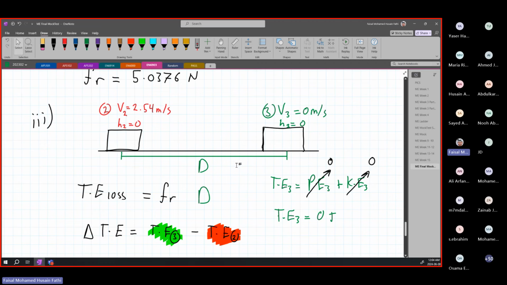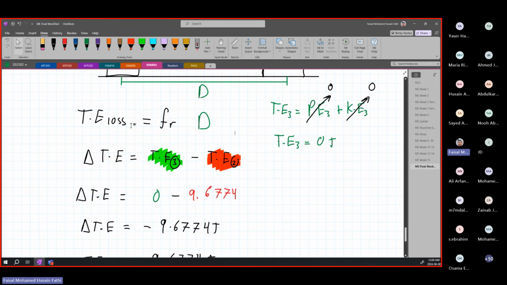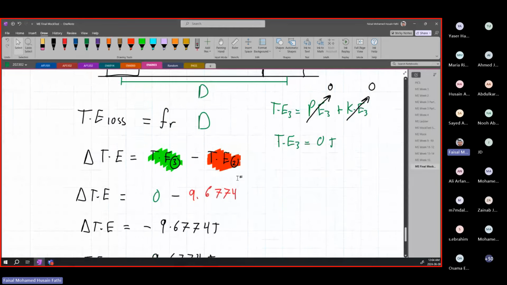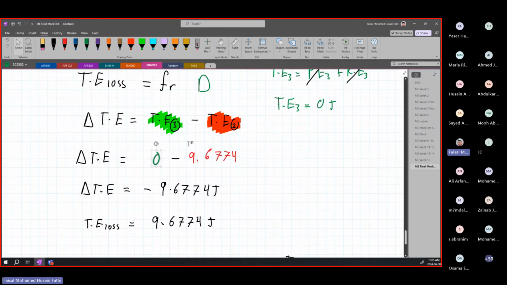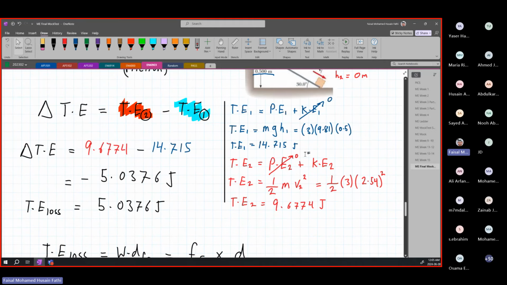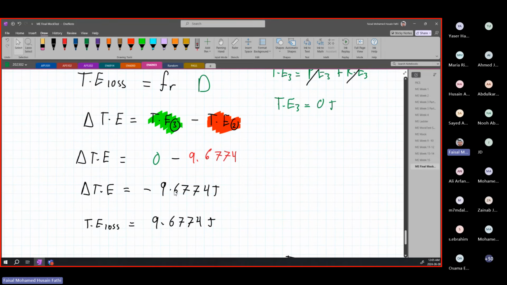All right. This distance over here is what we need to find. And obviously, since we are dealing with SI units, this distance is going to be found in meters. So simply, we find our TE loss by doing final minus initial in terms of energy. So it's 0 minus 9.6774, which is the energy here, which is the same energy we found early on from this part, okay? The same energy. So it is going to become a negative value again, which makes sense because it is a loss of energy.